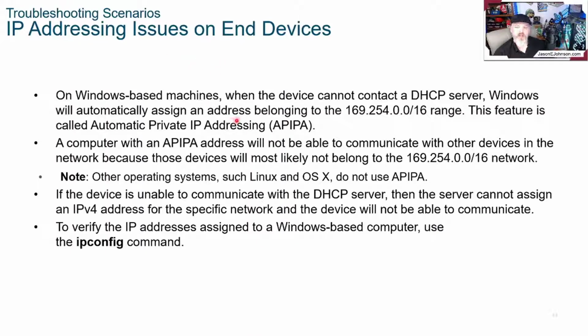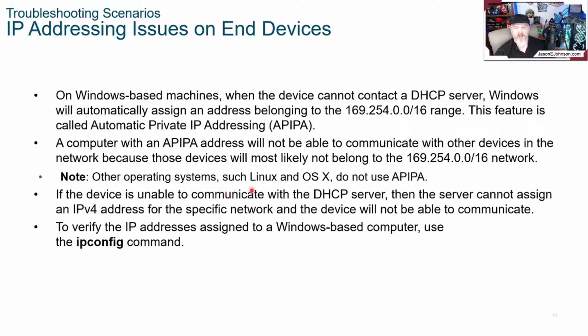IP addressing issues on end devices. On Windows-based machines, when the device cannot contact the DHCP server, Windows will automatically assign an address belonging to the 169.254.0.0/16 range. This feature is called Automatic Private IP Addressing, or APIPA. A computer with an APIPA address will not be able to communicate with other devices in the network because those devices will most likely not belong to the 169.254/16 network.